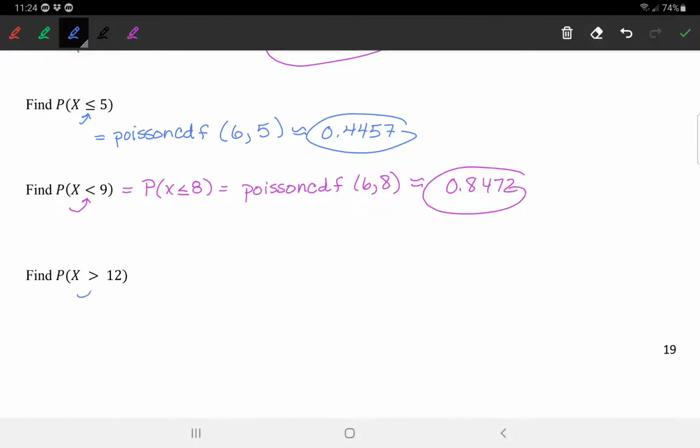If we start looking for values that are greater than, we'll use the complement. The complement of X being greater than 12 is 1 minus the probability that X is less than or equal to 12. So we can say this is 1 minus the Poisson cumulative distribution, the CDF. The parameter is 6. The value of x we're looking for is 12. And when you put that into your calculator, you should get 0.0088. So there's about a 1% chance that the bank will receive more than 12 bad checks in one day.